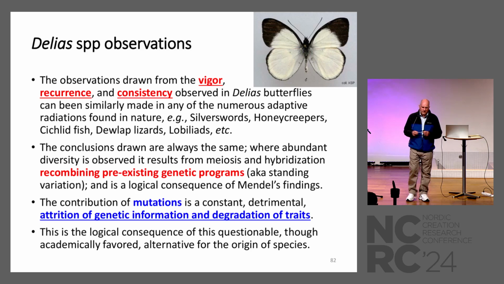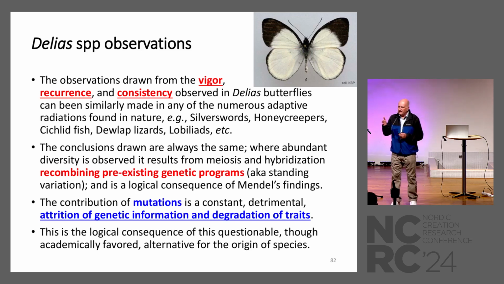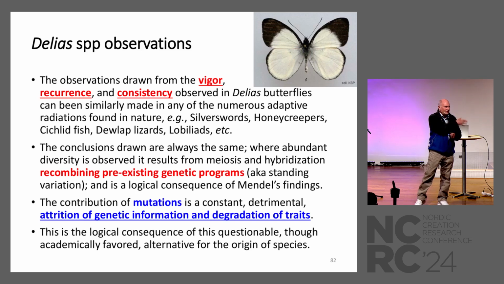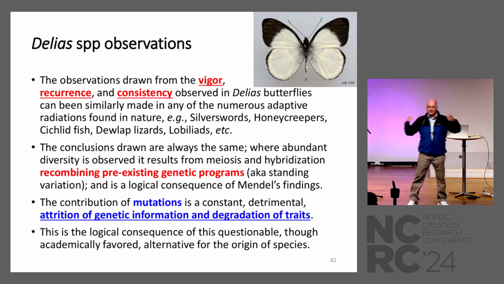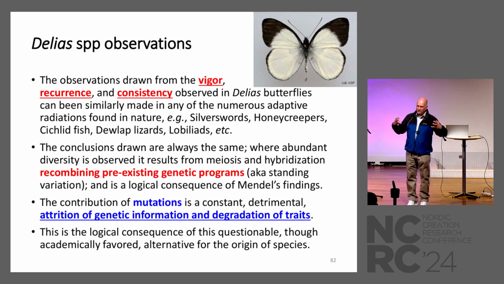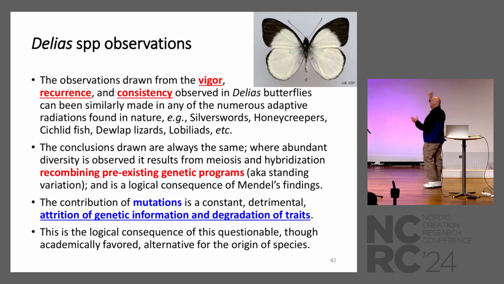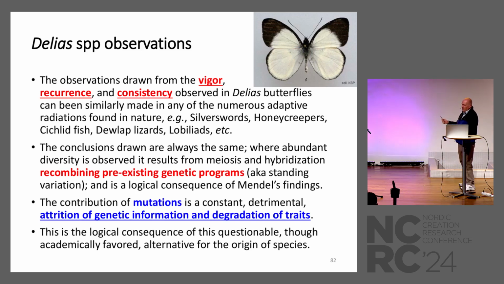Why should we care about that? Well, you remember that if these things arise via mutation, we're always trying to select for something which is fitter. So we should see some kind of fitter butterflies, but they're always equally fit. They're consistently fit. All of this suggests the same thing. Numerous adaptive radiations are found in it: silver swords, honeycreepers, cichlid fish, dewlap lizards, etc. The conclusions drawn are always the same.